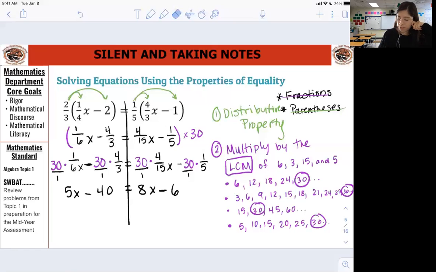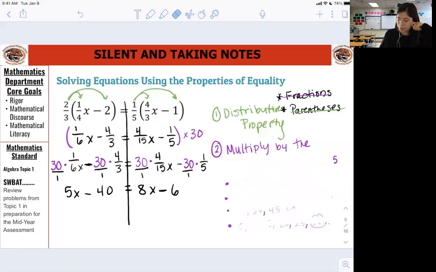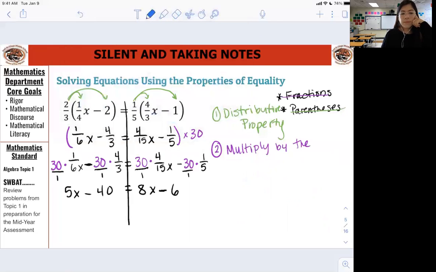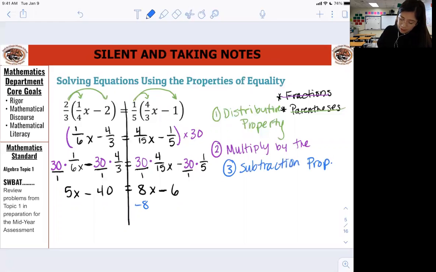All right. Let's go through it. So I'm going to just erase these LCMs so that I can write my next step. What would my next step be? Subtraction. What am I subtracting? -8x. And again, where am I writing it under and why? The 5, because they are like terms. Good.